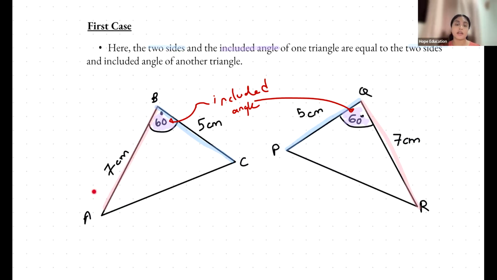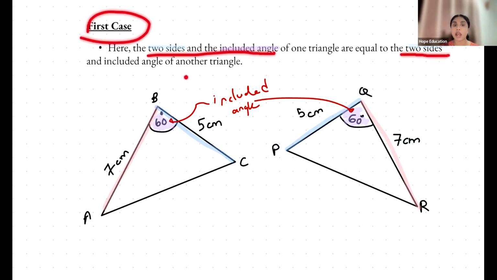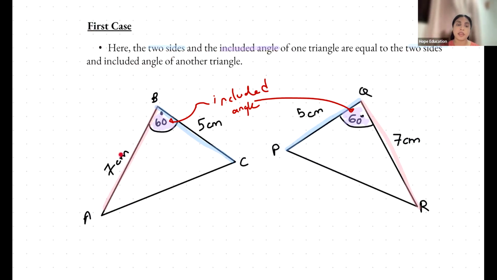Let's say you are given two triangles. If you have no information, then you wouldn't know if they are congruent or not. But according to this case, if the two sides and the included angle of one triangle are equal to the two sides and the included angle of another triangle, we say the two triangles are congruent. Look at these two triangles now. Here the side AB is equal to the side QR, 7, 7. And the side BC is equal to the side PQ, both 5, 5. And also the angle 60 degrees is equal to the angle 60 degrees.